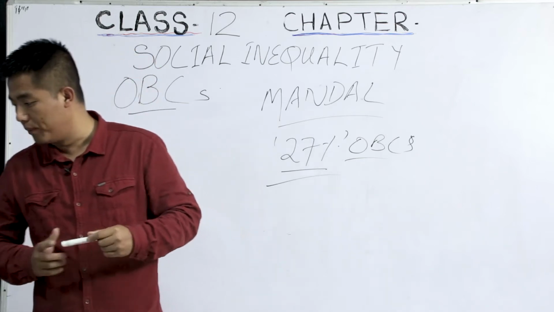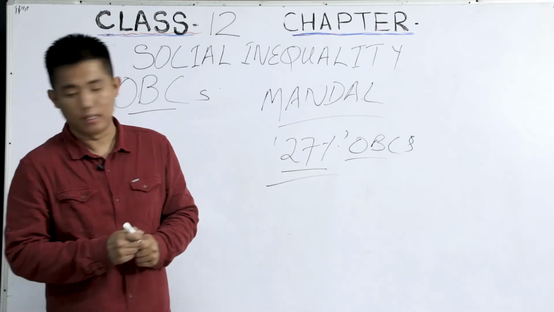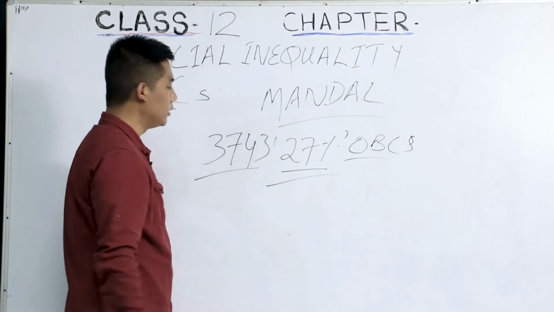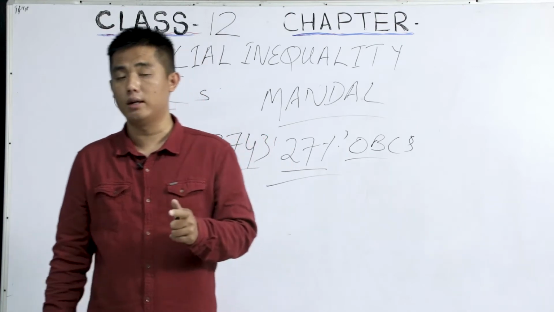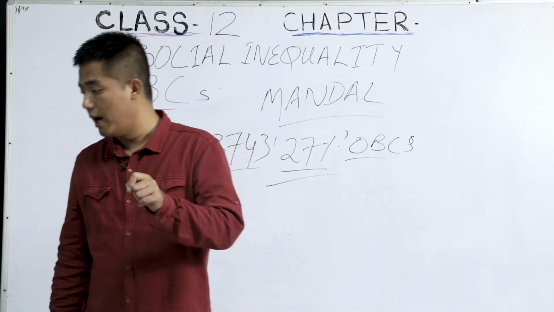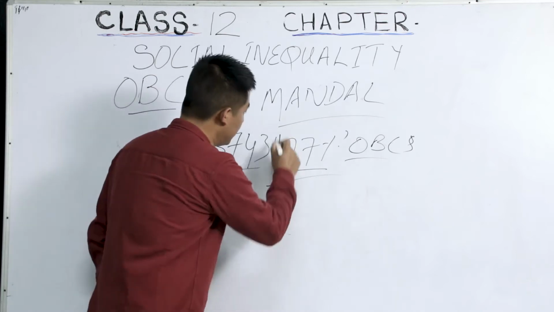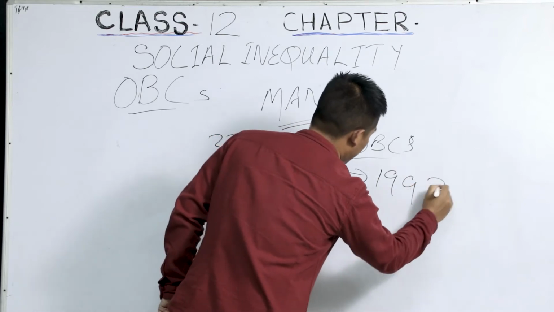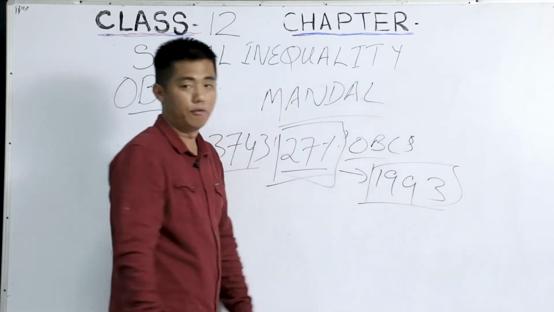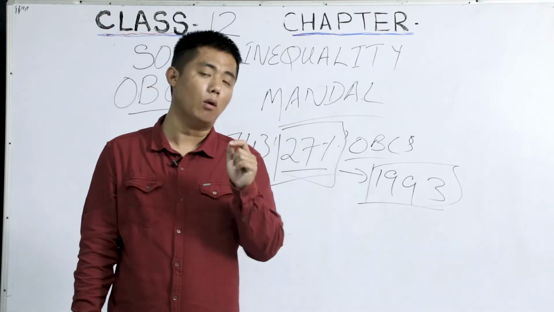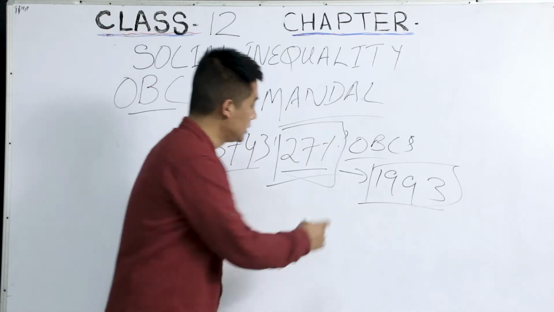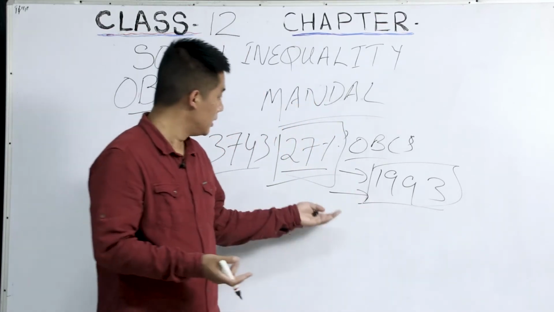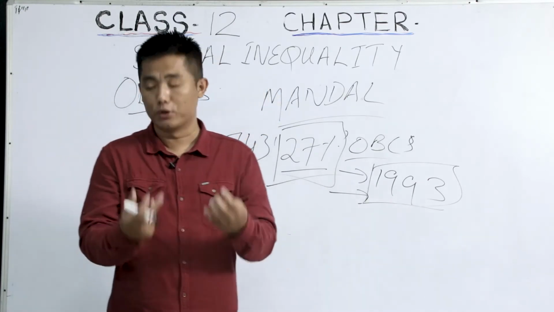The Mandal Commission also recommended that there were around 3,743 OBCs found in India during this time. And this idea of reserving 27% came into being only in the year 1993. I repeat again, the provision of 27% reservation for the other backward classes was implemented only in the year 1993. So we can see that at least they were given some opportunities here.